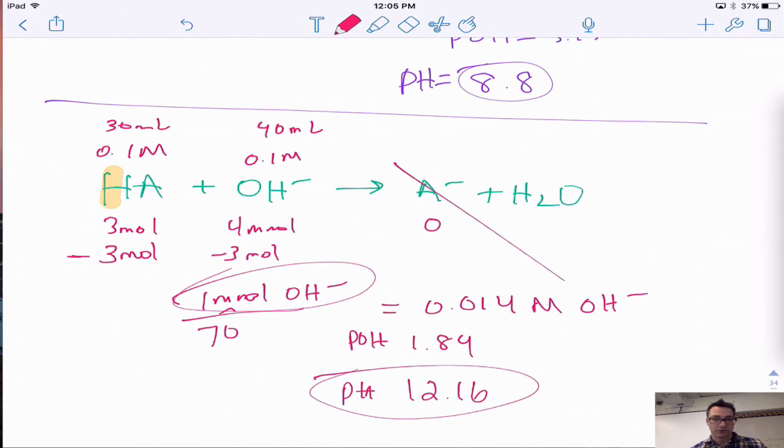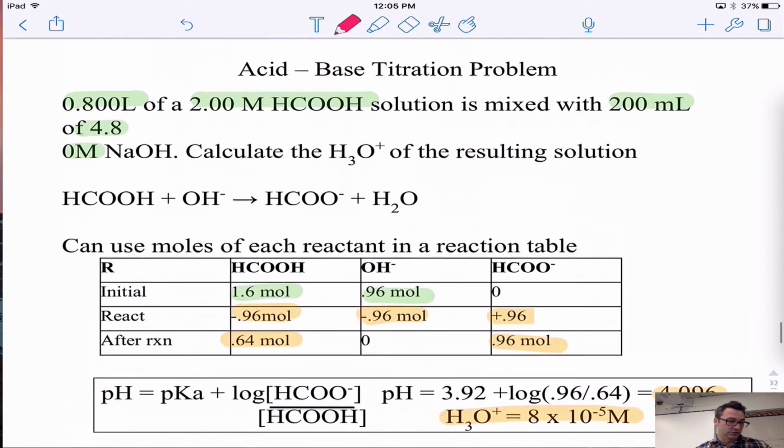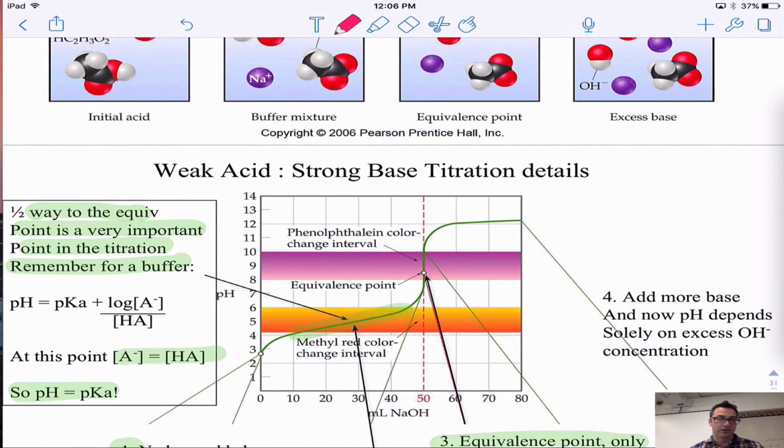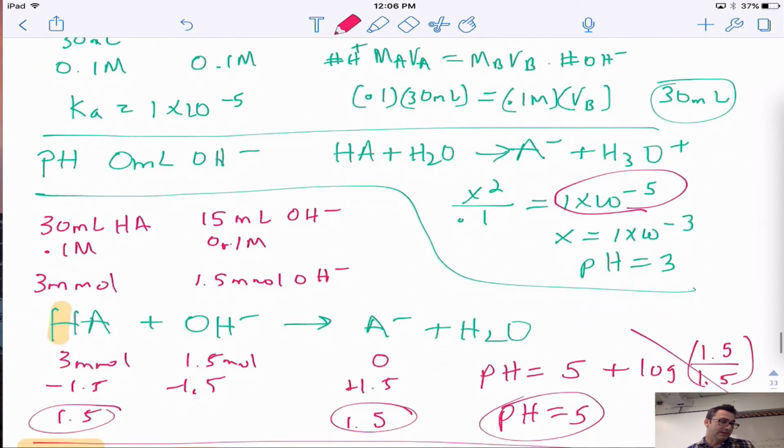Look back at the curve. Let's take a second and look back at this curve. Here's my curve. I started off with a pH that was around 3. I had a buffer zone with a halfway point around 5. I had an equivalence point that was higher than 7 because of that A minus. And then when I added some extra, I was up here around 12. This is what a curve looks like. These problems are what you see on the AP exam.